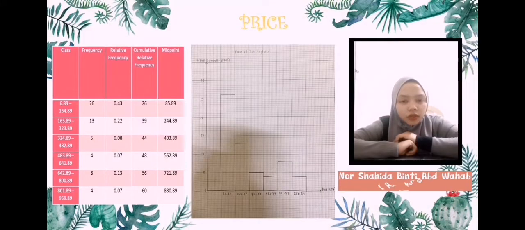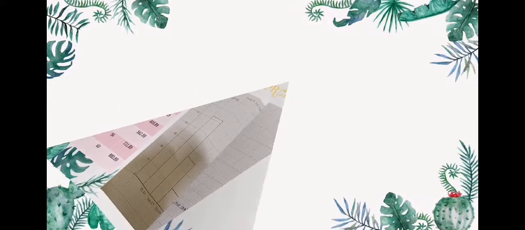For the histogram graph, based on the graph above, the prices between 6.89 to 164.89 have the highest frequency compared to the prices between 801.80 to 959.89, which have the lowest frequency.